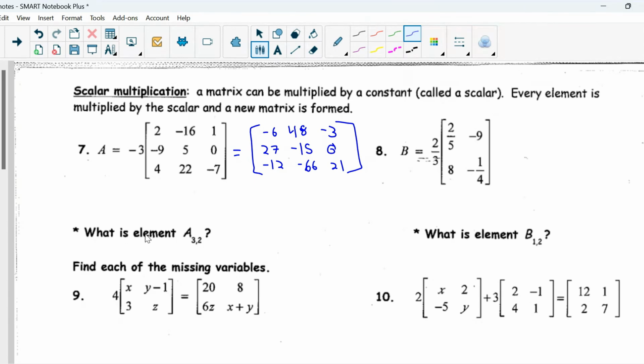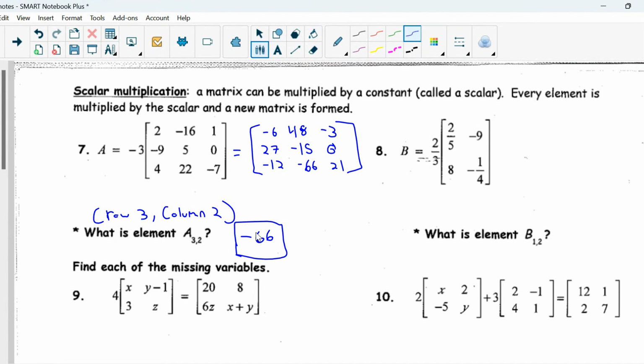What is element A, 3, and 2? So what this means is this is asking us what element is in the position 3, 2. So 3, 2 means that it would be in row 3 and column 2. So let's find row 3, 1, 2, 3, and column 2, 1, 2. Right there. We have -66 in that position.